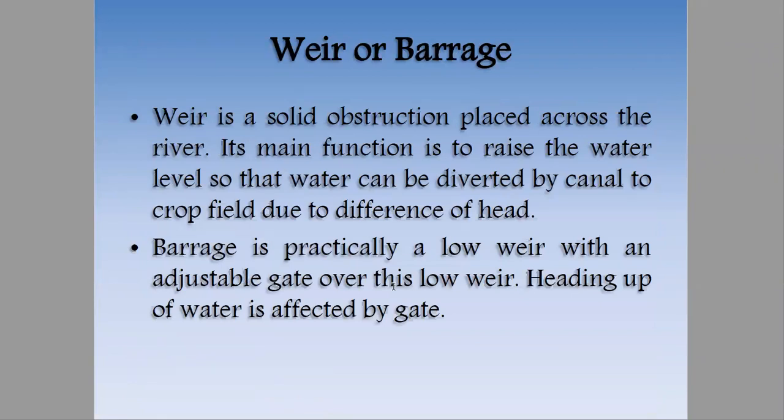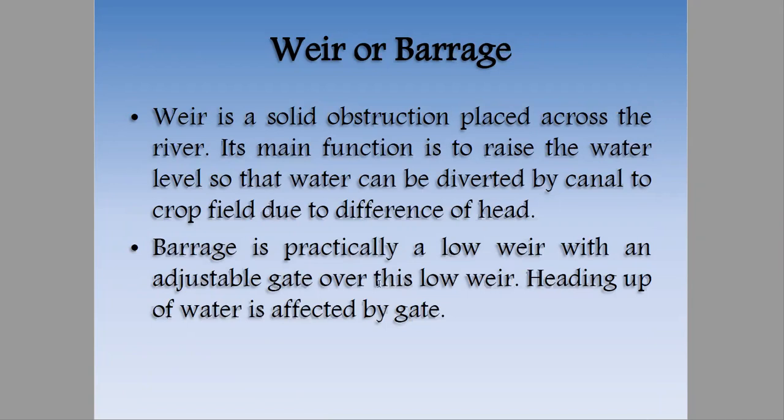Weir is a solid obstruction placed across the river, meaning it is placed across the river, obstructing the flow of the river. Its main function is to raise the water level. What is its main function? To raise the water level so that water can be diverted.